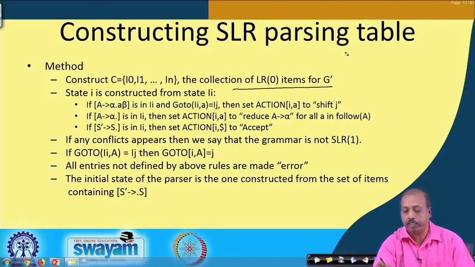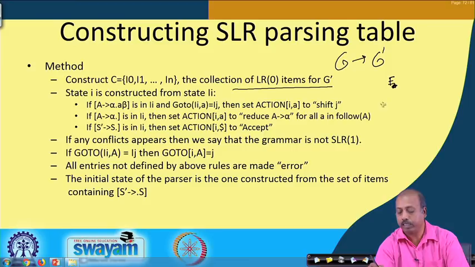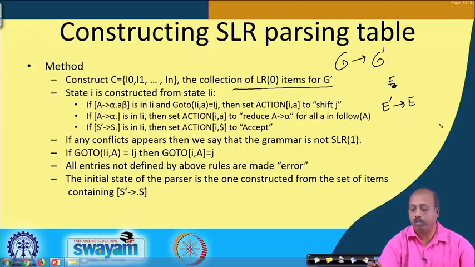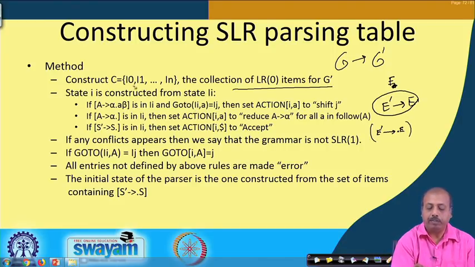It first converts the grammar G into an augmented grammar G dash by adding an extra start symbol. If the grammar start symbol is, say, E, then we add another extra production E dash producing E, with the idea that when the parser does a reduction by this particular rule, it will mean that the string has been parsed successfully. So we start with the item E dash producing dot E, and we take the closure of this. That will make the set I 0.